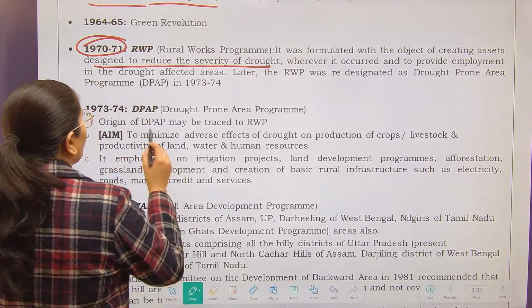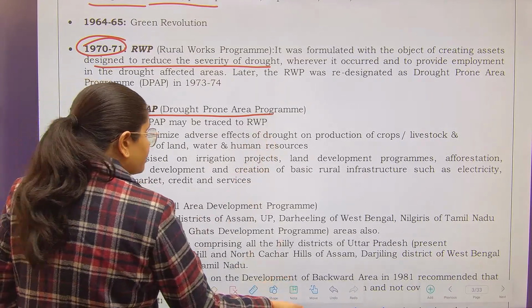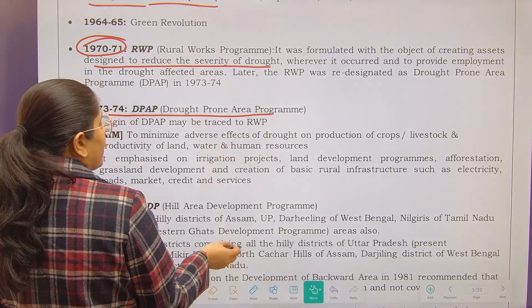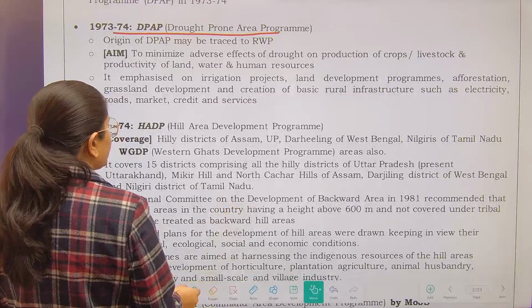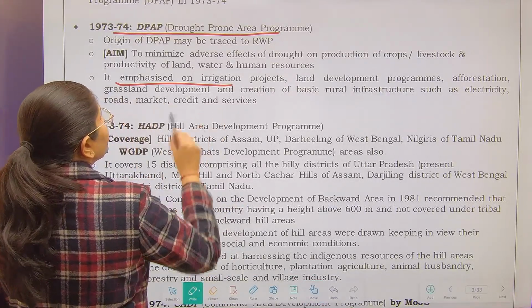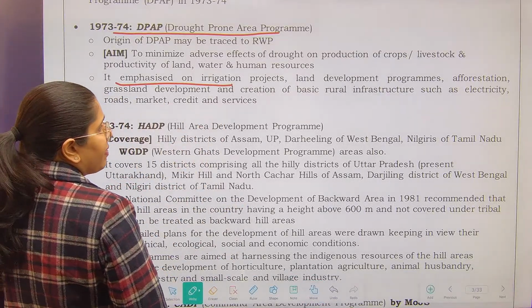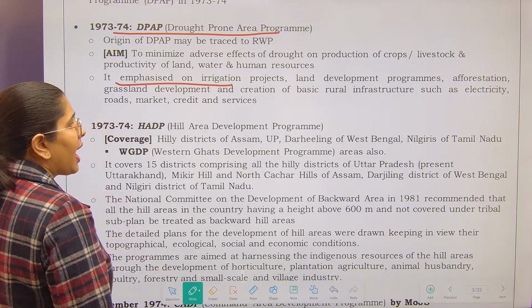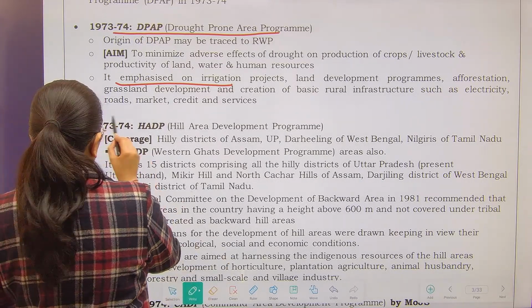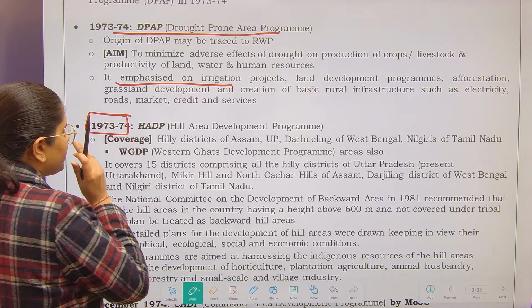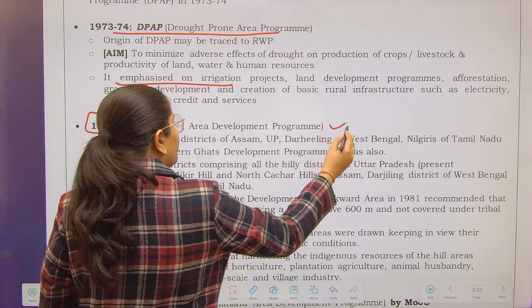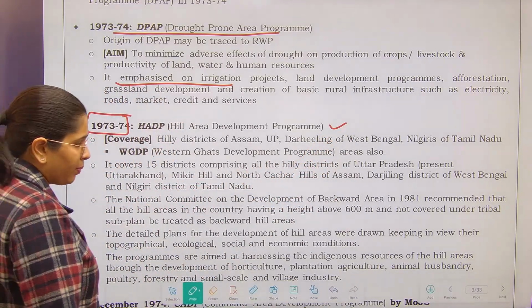Next is the Drought Prone Area Program. Its origin can be traced back to the Rural Works Program. The emphasis was on irrigation projects, land development projects, afforestation and creation of basic rural infrastructure. In 1973-74 we came up with a new program called the Hill Area Development Program.